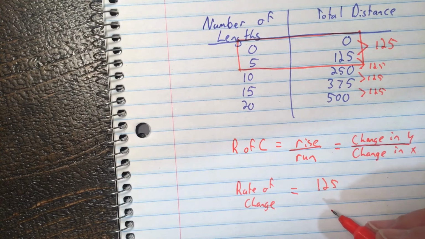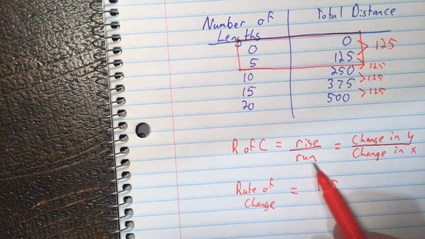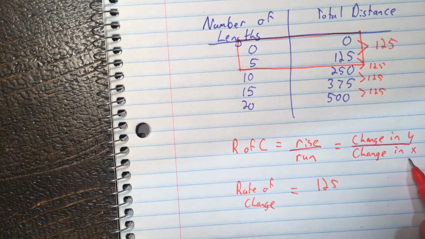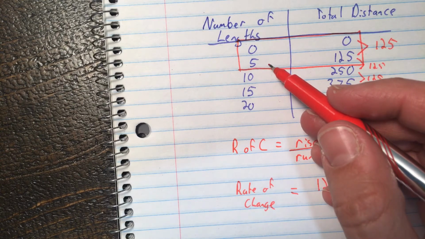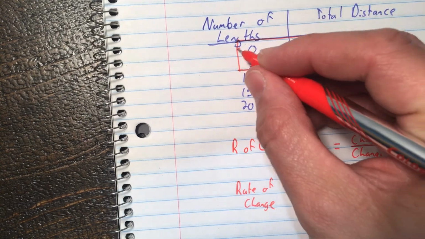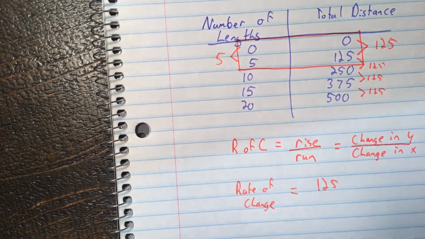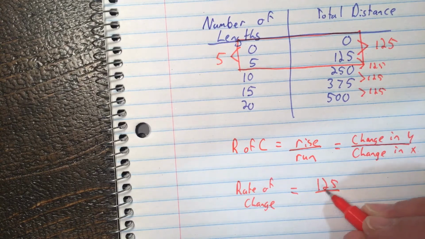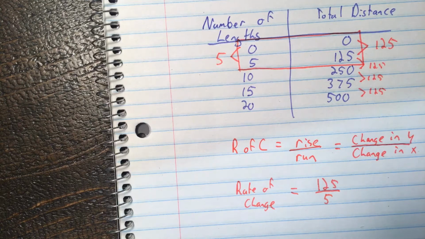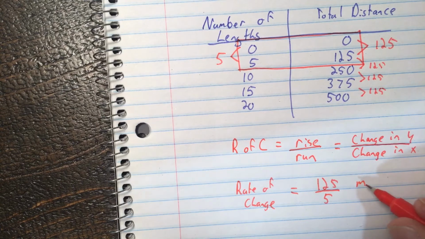And now we're looking for the run, or the change in the x's, the independent variable. So the run goes from 0 to 5. So that is a run of 5. So my rate of change is 125 over 5. Okay, remember what this stands for. This was a total distance of 125 meters, and this was 5 lengths.